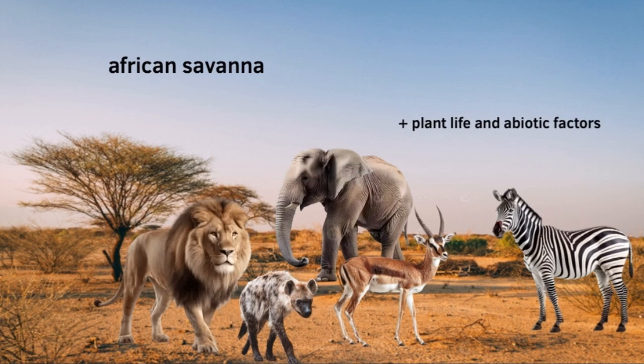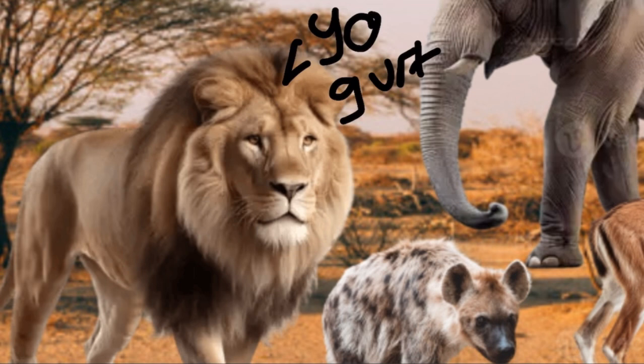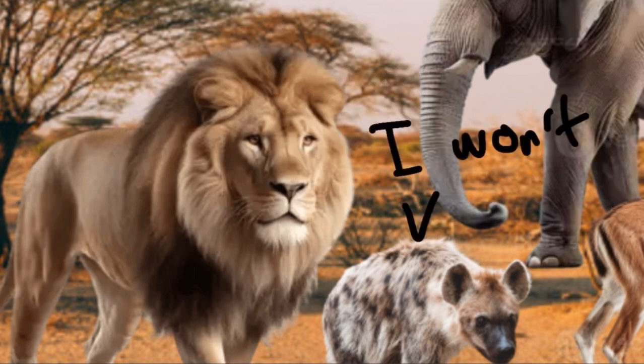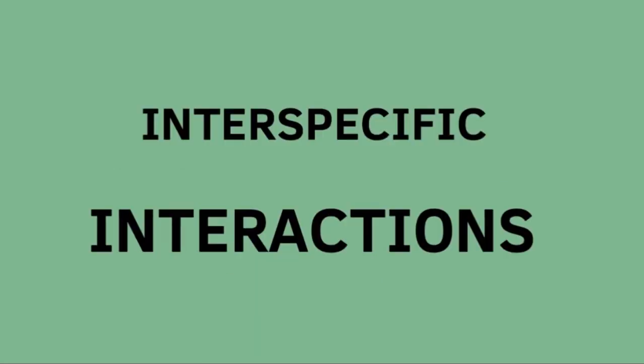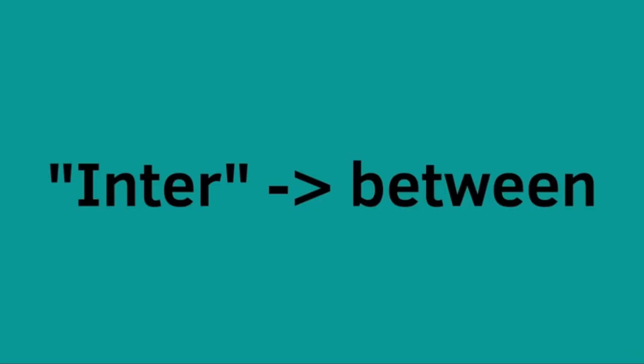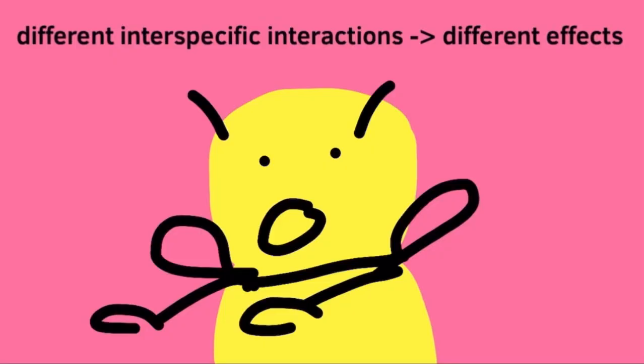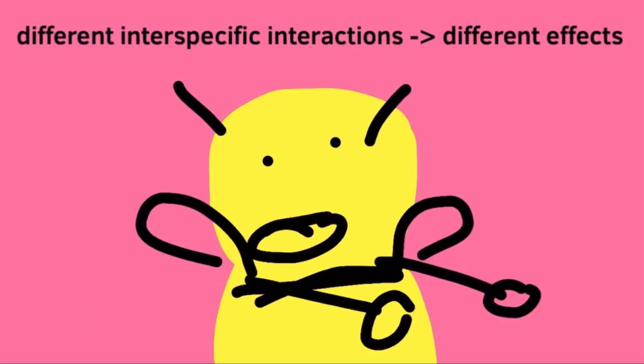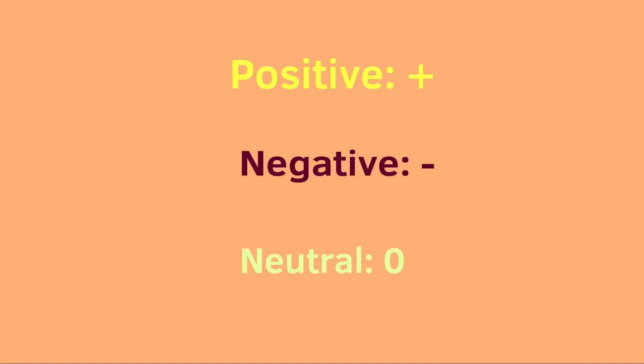Within these communities, the different species are bound to interact with one another. These interactions are called interspecific interactions, where inter means between. There are different interspecific interactions that consist of different effects between the two organisms involved in said interaction. These effects may be positive, represented by a plus, negative, represented by a minus, or neutral, represented by a zero.